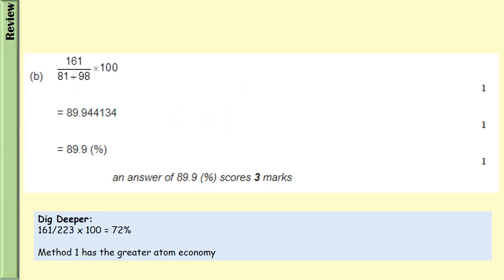So for method 1, you should have got 161 divided by 81 plus 98, times that by 100 to give you a percentage of 89.9%.